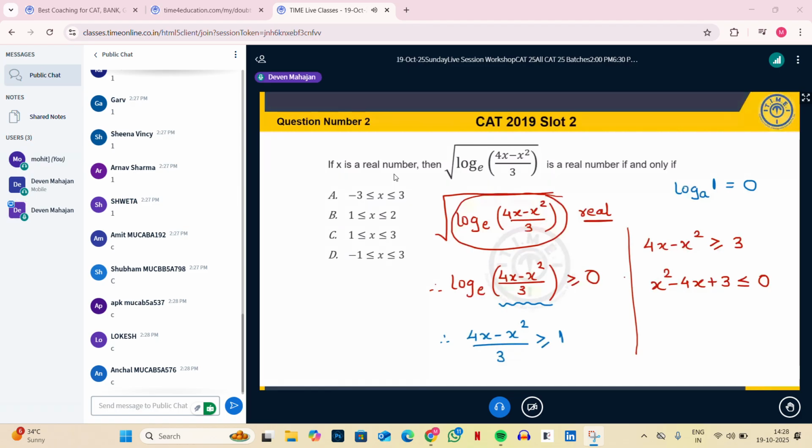Okay. अभी इसका फैक्टराइजेशन अगर किया, we need product 3 and sum minus 4. Product 3 sum minus 4, the numbers are minus 3 and minus 1. And then when you do critical point analysis, the critical points for this will be 1 and 3.